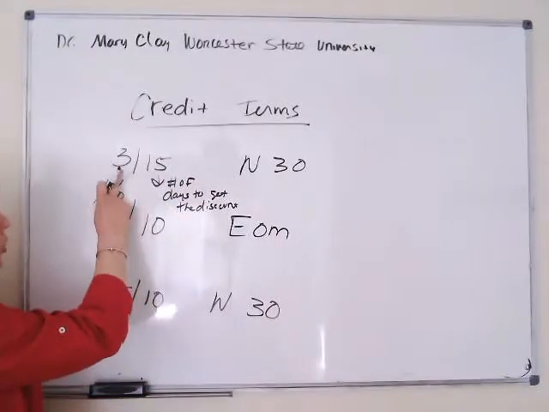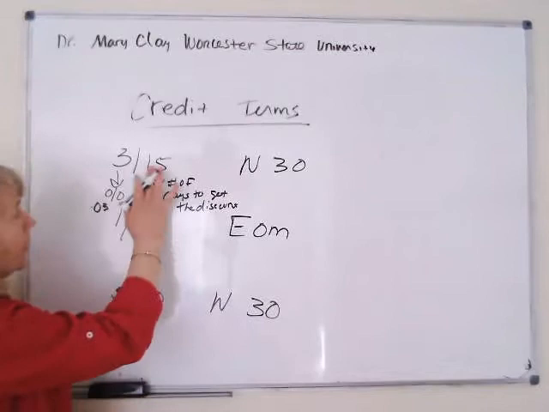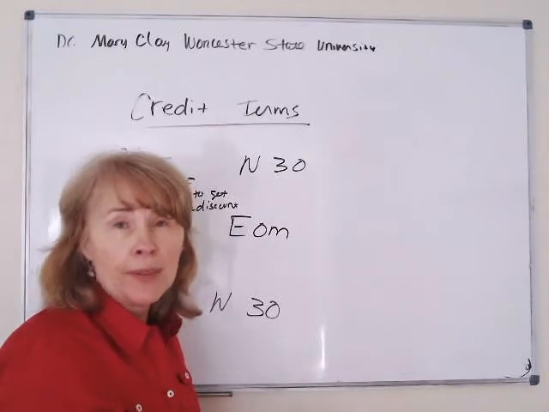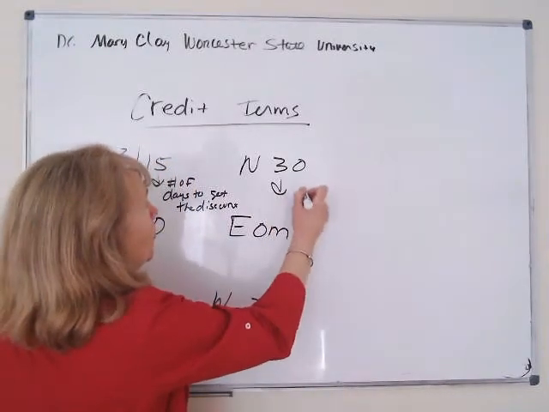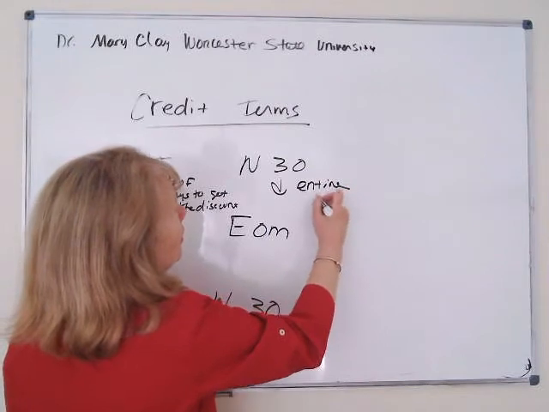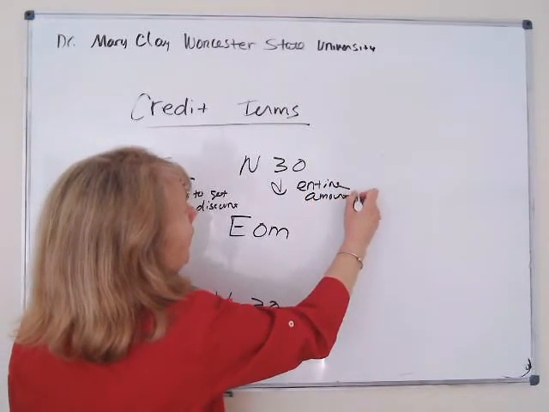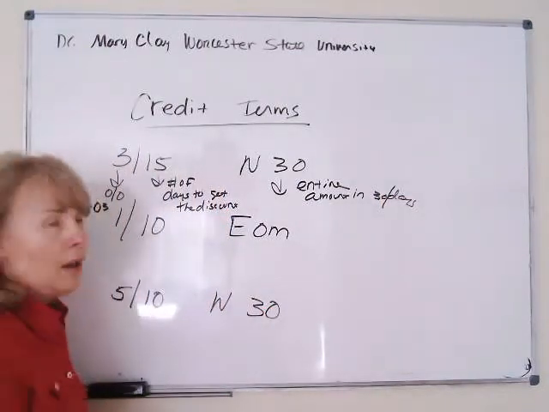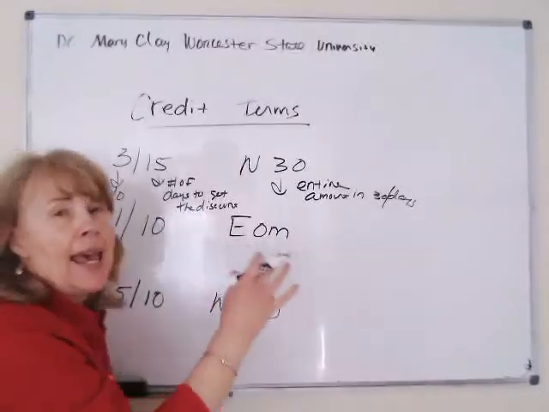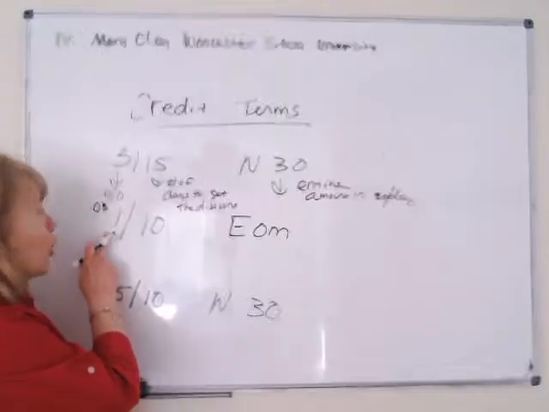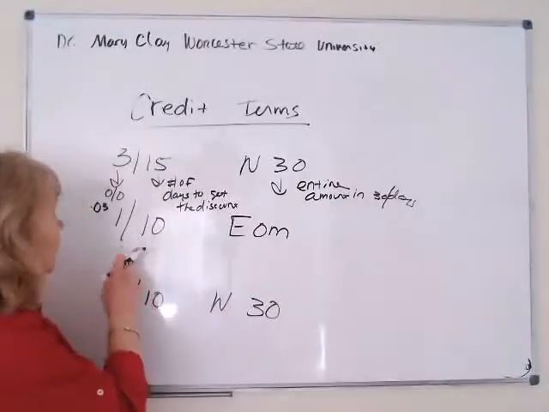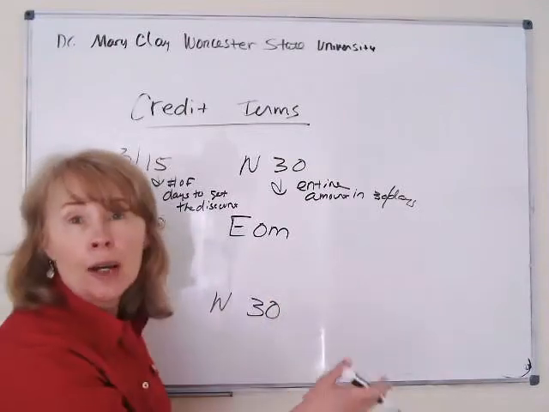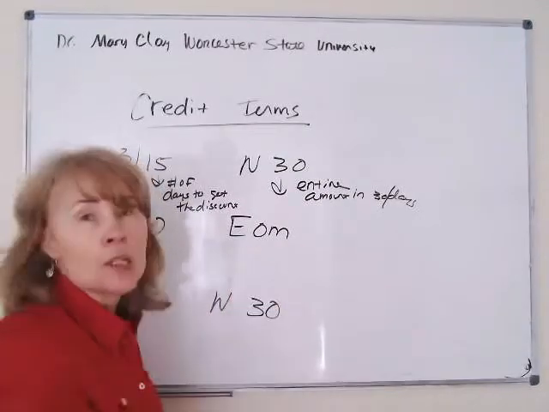One more time, the first number is the percent. The second number is the number of days to get the discount. And if they don't pay within the discount period, they pay the entire amount in 30 days. Here's another example, 110 EOM. The first number is a 1% discount if they pay in 10 days, or the entire amount at the end of the month. EOM stands for end of month.